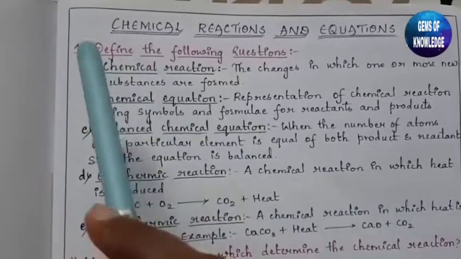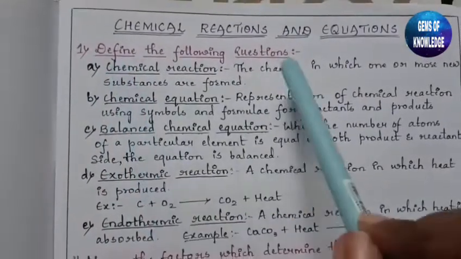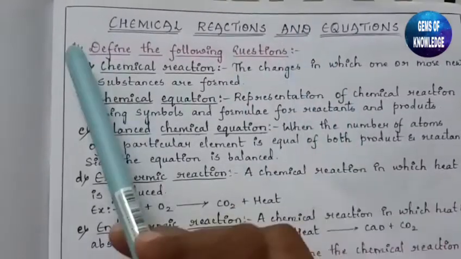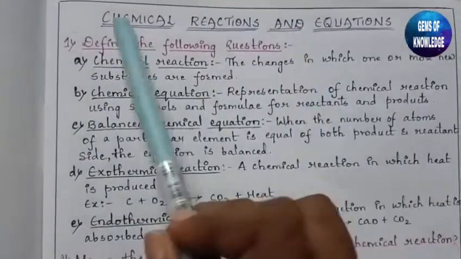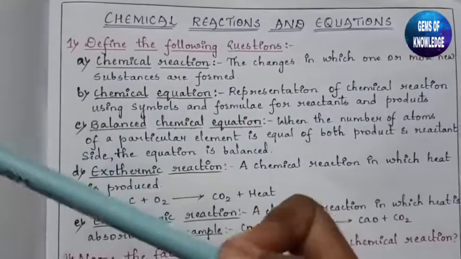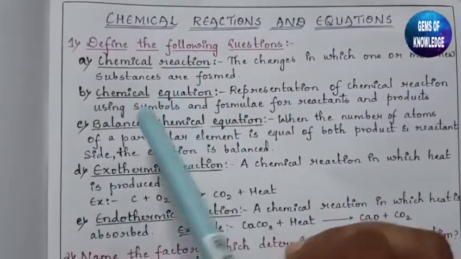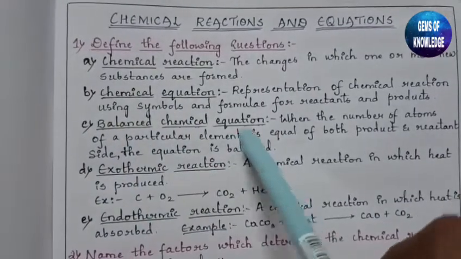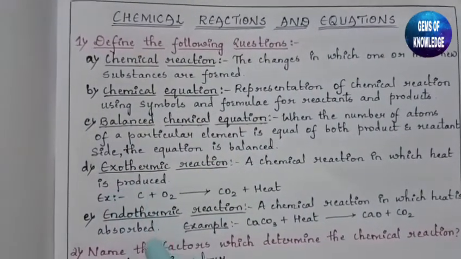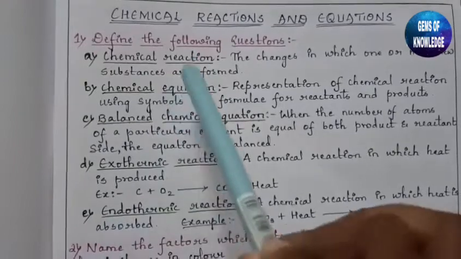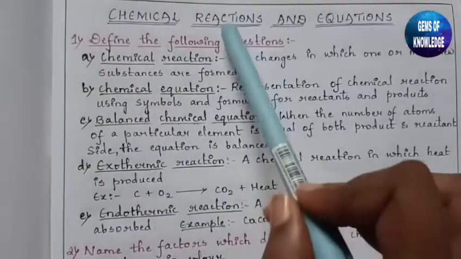So the first question here you can see is define the following terms. This is the introduction part of this chapter, so you need to learn what is a chemical reaction, what is a chemical equation, what is a balanced chemical equation, and what are endothermic and exothermic reactions. So this will be the introductory part of this chapter.